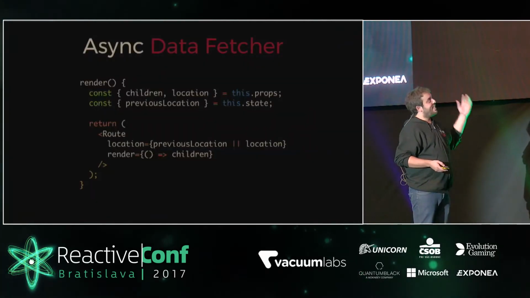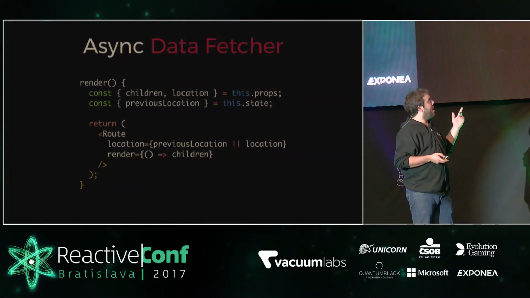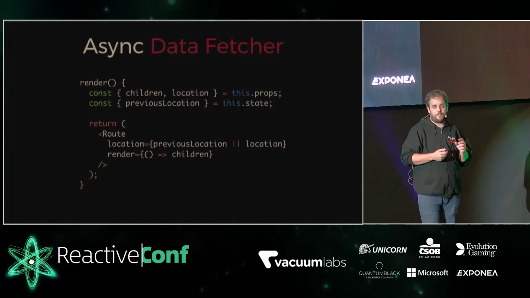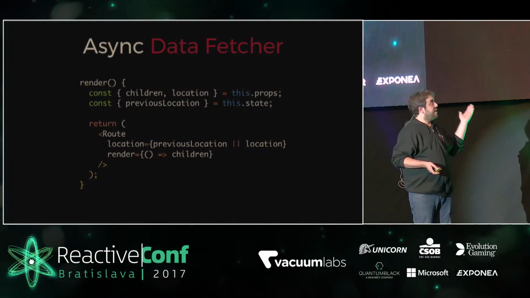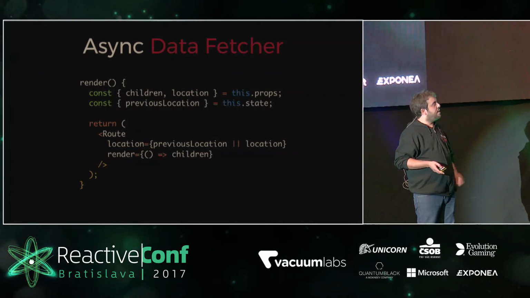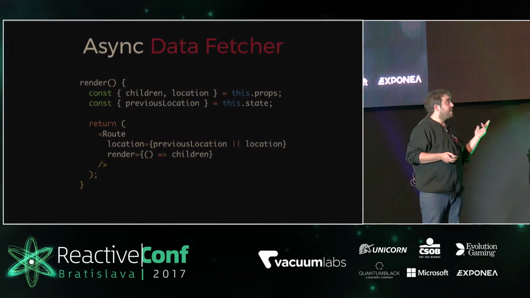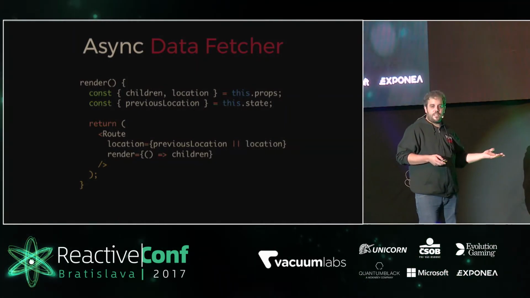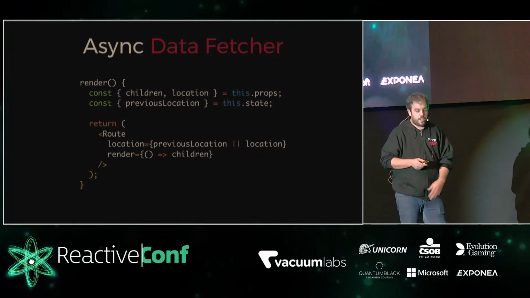We call it the async data fetcher, and it more or less looks like this. In the render method, it just renders a route, and this route is built on top of the routes of the project. So by setting the location prop, we can set which location we are in. As you can see, we have previous location and location. When previous location exists, it loads that, and if not, it loads location.